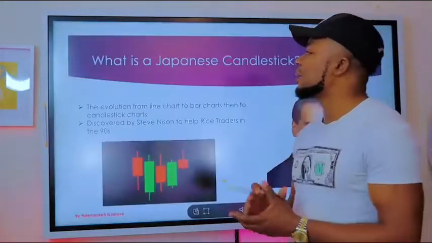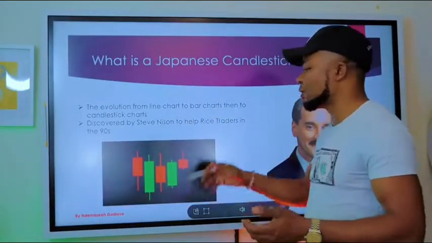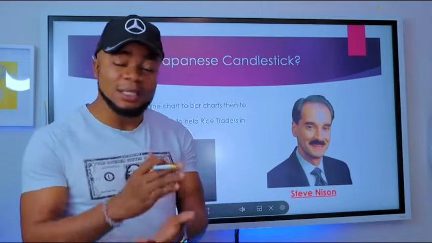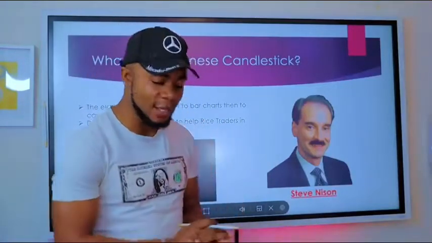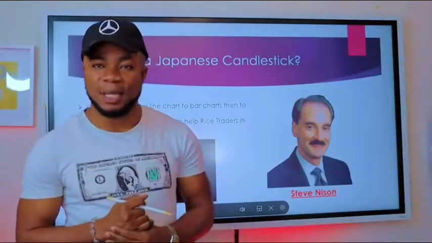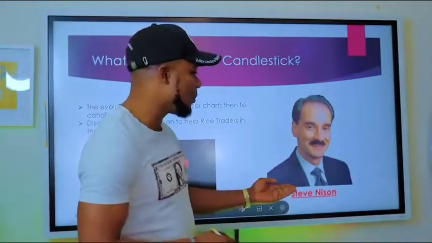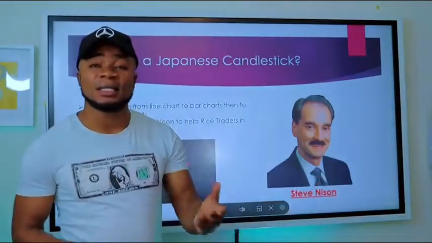All right. So let's see. They say, what is a Japanese candlestick? As simple as it is. You can see on my board, I have some things going up and down. Then here I have one funny looking guy. The Japanese candlestick is called the Japanese candlestick because it was discovered in Japan. As easy as that, because in the 1980s, the highest thing which was being traded in Japan was rice. So they wanted a way in which they could easily predict the future prices of rice. So this guy, Steve Nixon, discovered the Japanese candlestick.